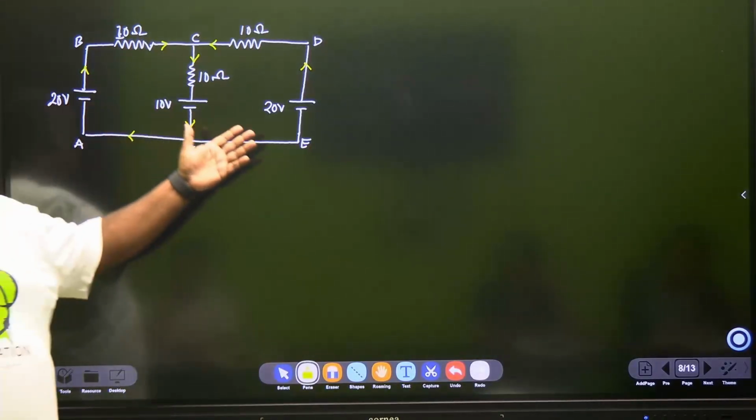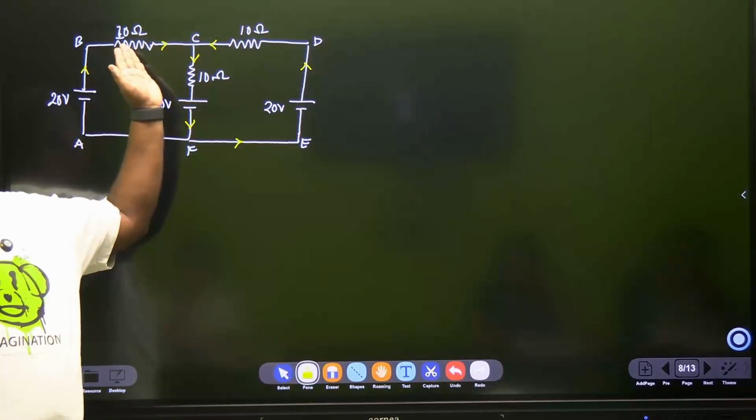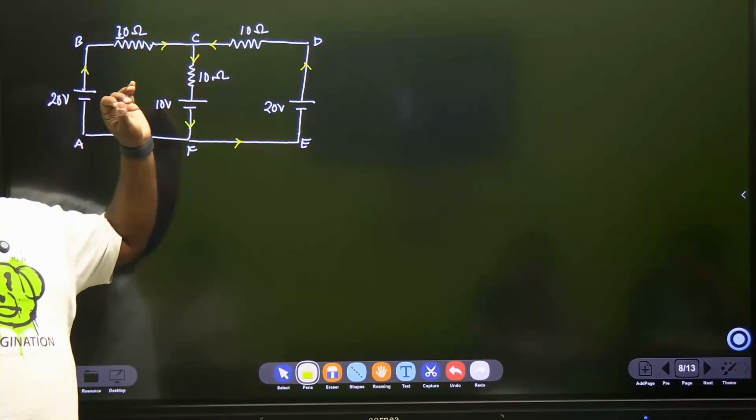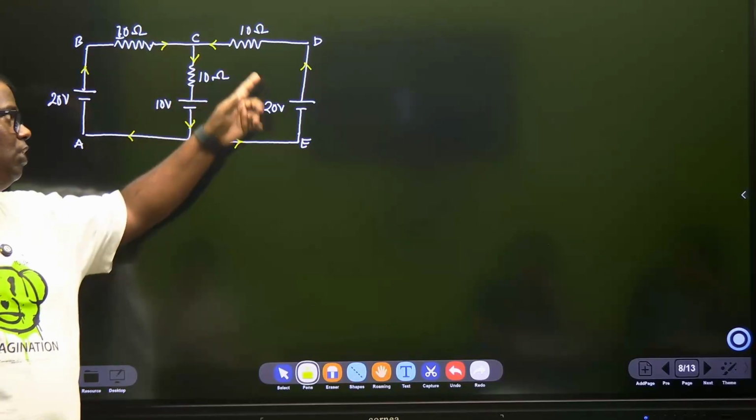This is symmetric. So I'm saying current is coming out from this cell. Current, you draw the way you want. Just at the junction, obey the law. We'll see different combinations. What did I obey in this law?